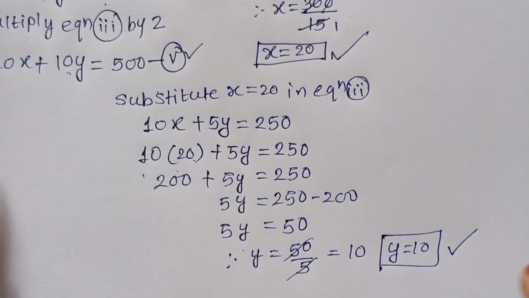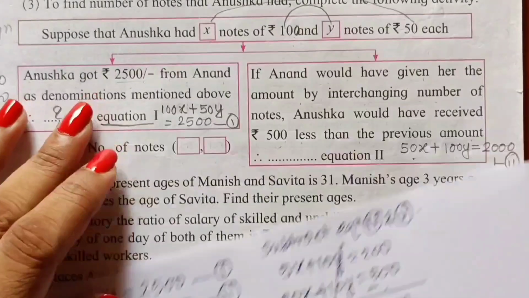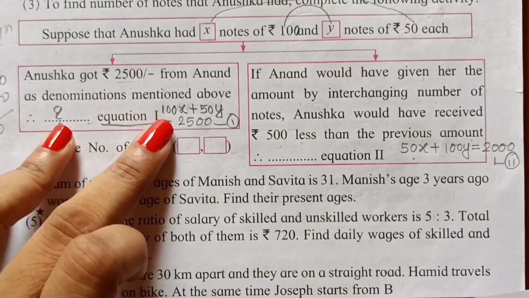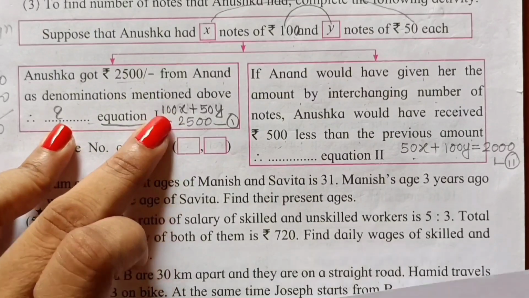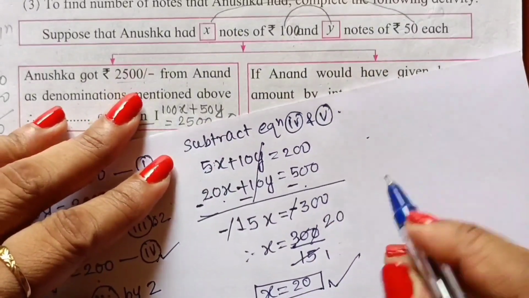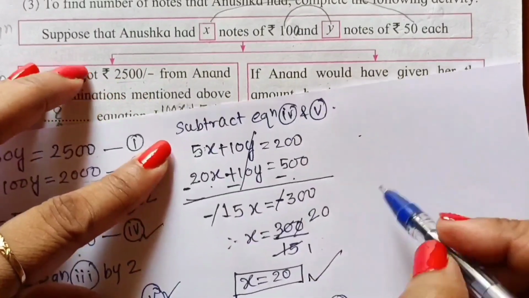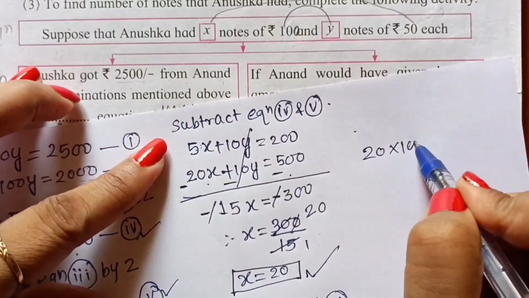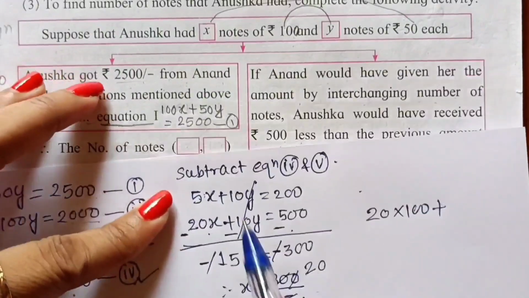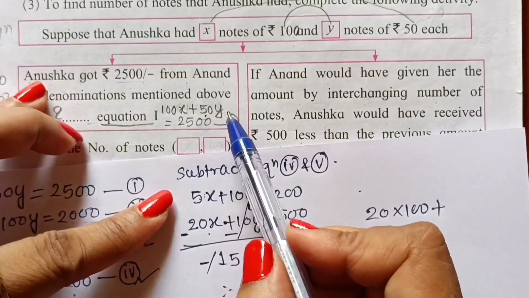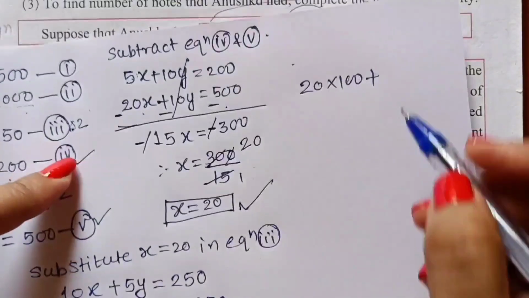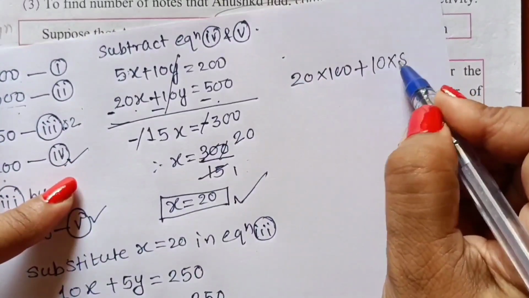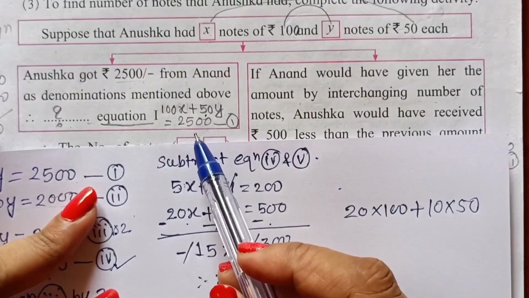That means according to the first condition, when she gave 100x notes of 100 rupees, that means 20 notes of 100 rupees, plus 50y, that means y notes of 50 rupees. What have we got for y? 10 notes of 50 rupees. How much did she get? 2500.